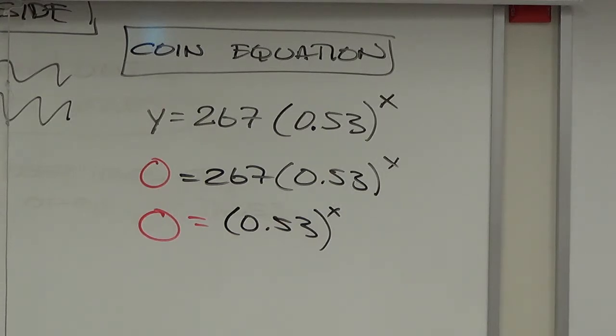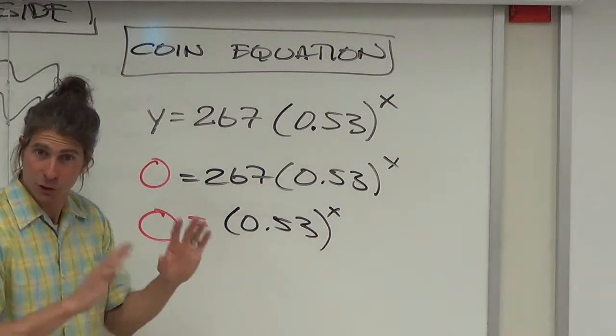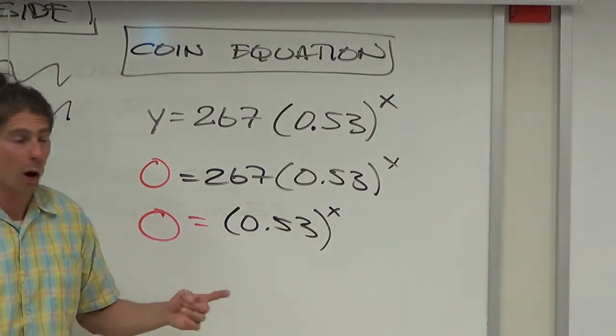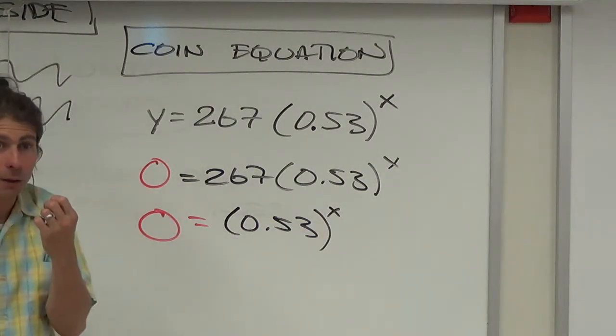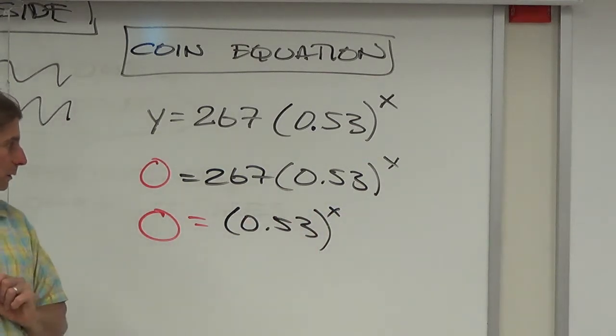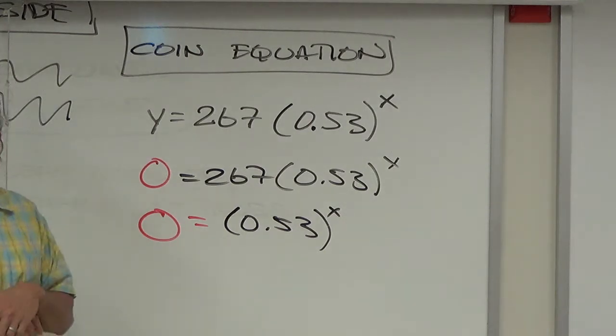But let's think about it a different way. Let's just try some values of x. Give me a nice value of x that we can try. 1. X to the first power. If that's 1, what's 0.53 to the x? It's 0.53. Well, that's clearly not right because that's not equal to 0.